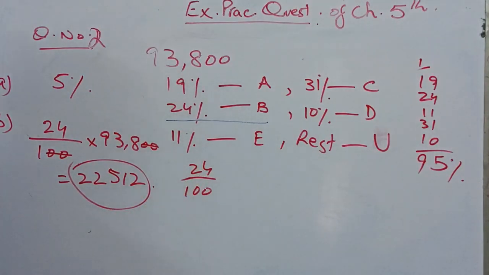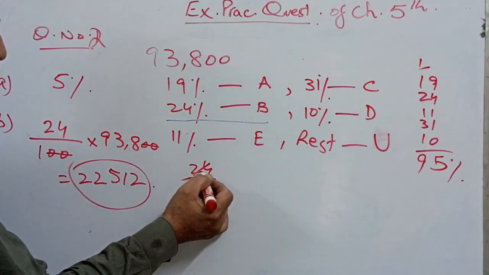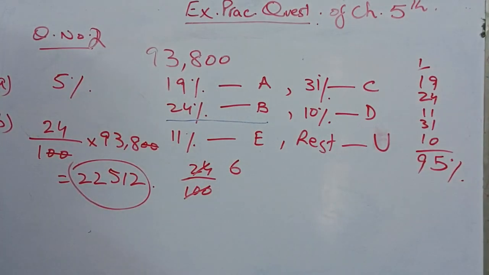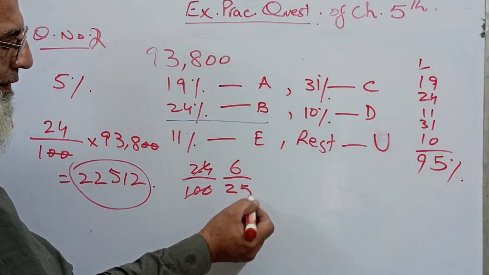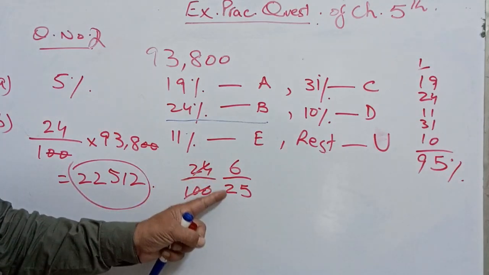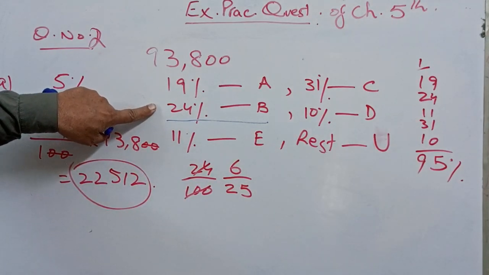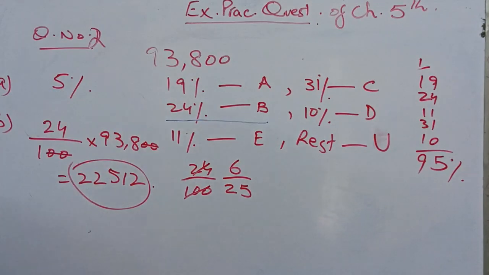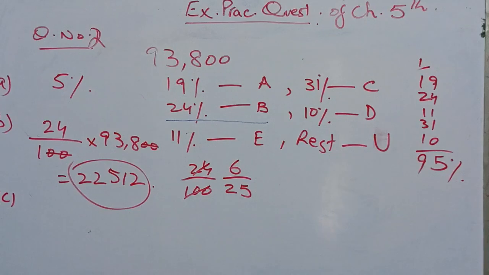Okay. Now you see that both of these two numbers are divisible by 4. So 4 6 times and 4 25 times. So this is the fraction of the students, which is equivalent to 24%. Now let me attempt question number C from here.